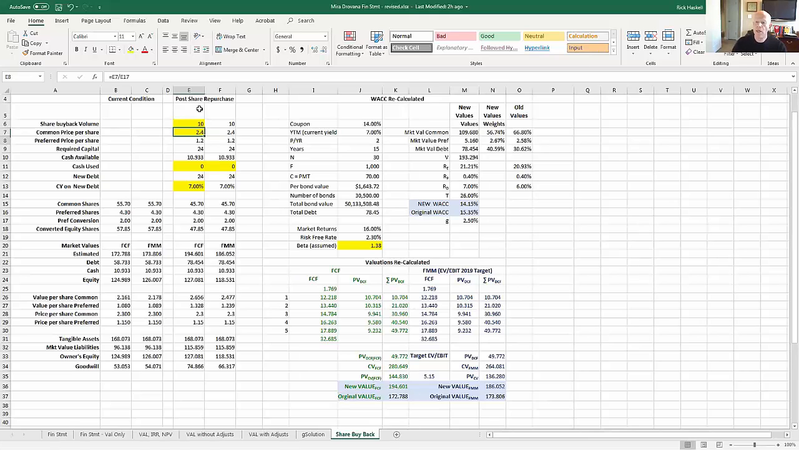As we continue on, that would suggest a preferred price per share then of $1.02 because of our conversion factor. And if we're buying back that 10 million shares at 2.4, we're going to have to pay $24 million to do it. So we're going to be required to raise $24 million of capital. And that's just the share volume of the buyback times the price per share that we had to buy them back for.